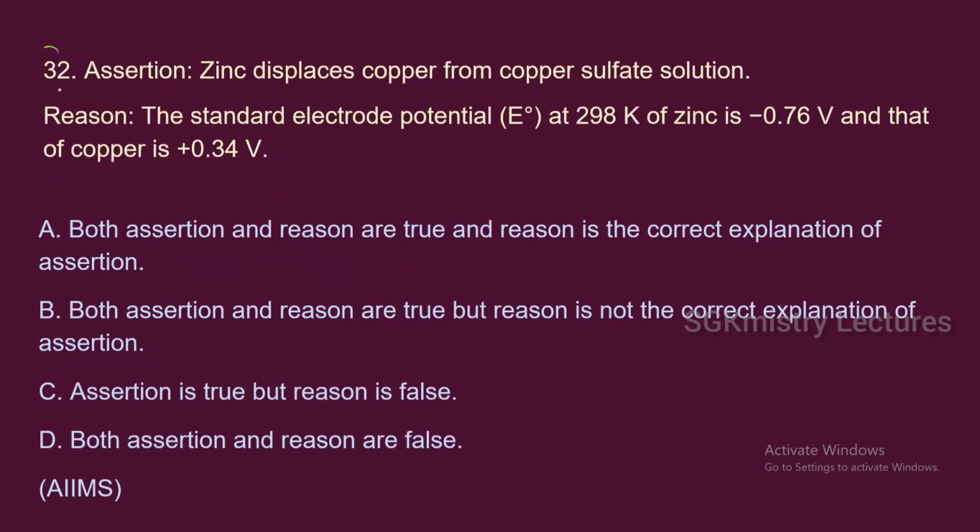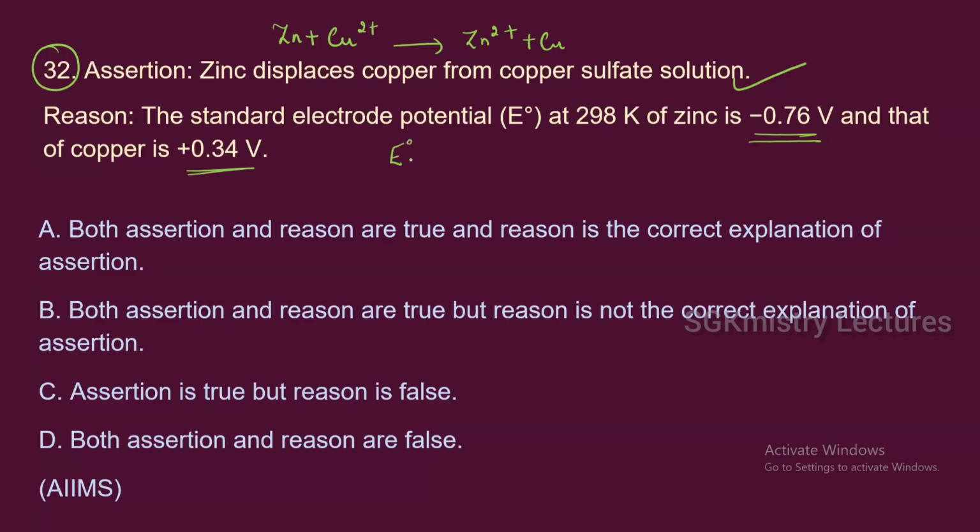Next. Question number 32, assertion: zinc displaces copper from copper sulfate solution. This we already know. Yes, because here zinc plus Cu2+ will give you Zn2+ plus Cu. This is the right statement. Now, here you have to see the standard electrode potential E0 at 298 Kelvin of zinc is minus 0.76 and that of copper is 0.34 volt. So please remember these two standard values. For zinc, it is minus 0.76 volt and for copper, it is plus 0.34 volt.